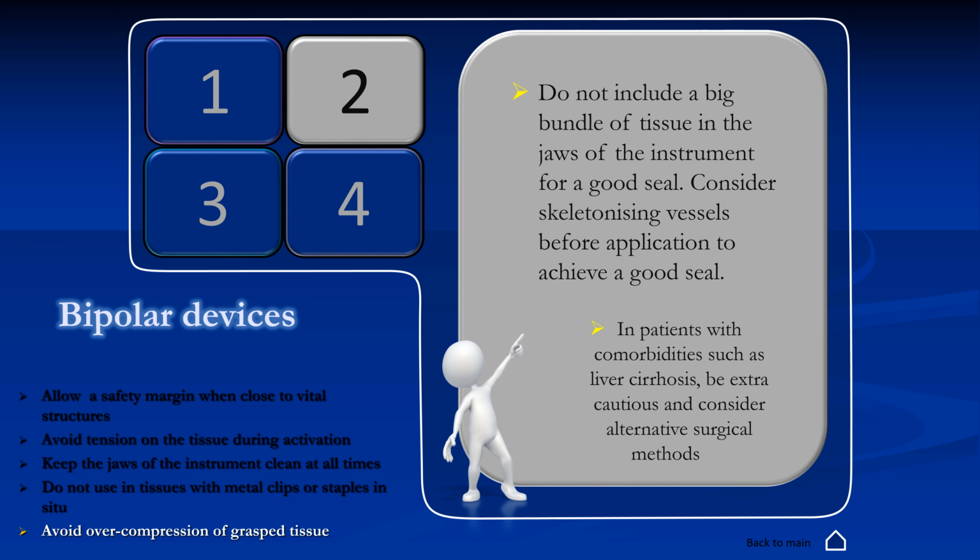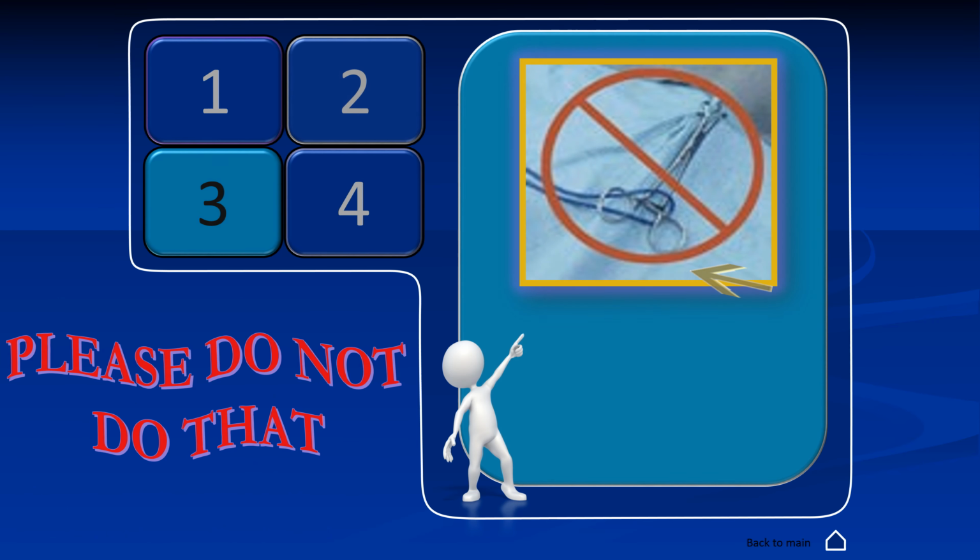In patients with comorbidities such as liver cirrhosis, be extra cautious and consider alternating the surgical method. It is very important to mention that active electrode cords shouldn't be wrapped around metal instruments. Active electrode and other electrical cords shouldn't be bundled together.